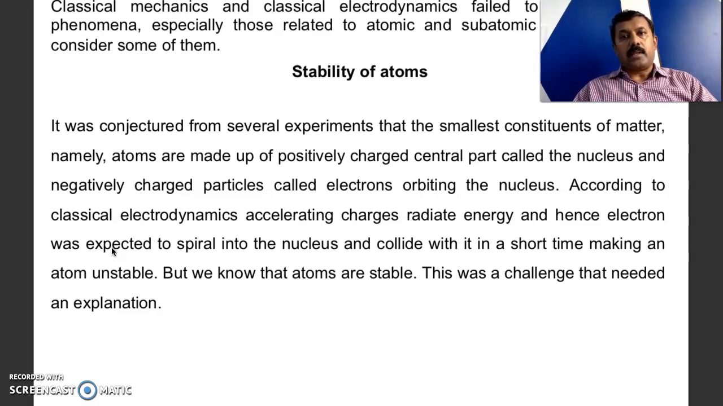According to classical electrodynamics itself, an electron revolving around the nucleus is like an accelerated charge, so it should emit radiation. When that electron emits radiation, it should take a spiral path and finally fall into the nucleus. Therefore, this is against the stability of atoms. Atoms should not exist, but we know that atoms are stable. So this was a challenge that people faced, and it needed a new explanation.